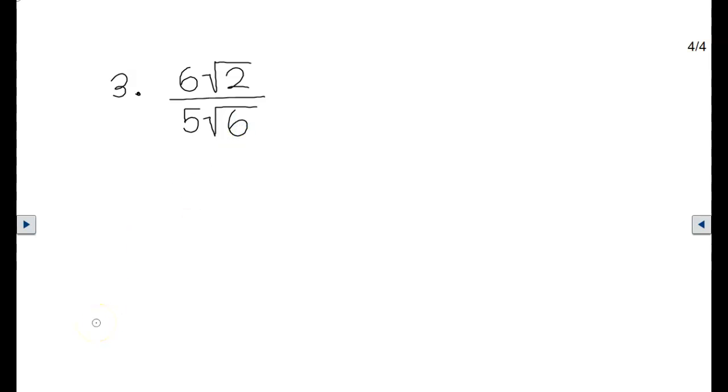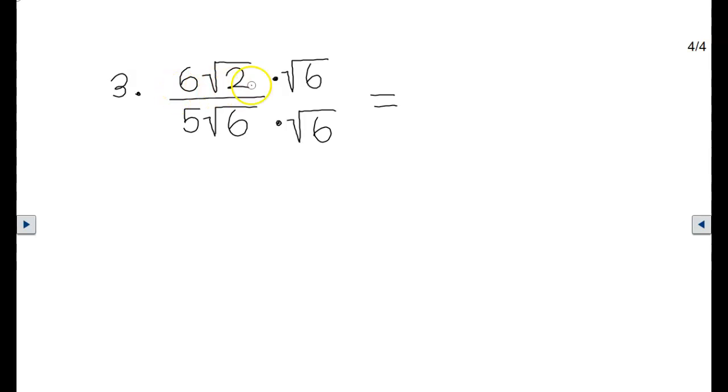All right, so first, let's check to see if we can divide. Can you divide the outsides? No. Can you divide the insides? No. So we are going to rationalize. We take the square root that's on the bottom, and we multiply that by the top and the bottom. So we checked it first to see if we could divide, and we couldn't. So now we're rationalizing. We're multiplying top and bottom by that bottom square root.